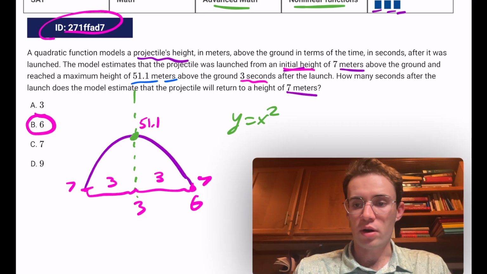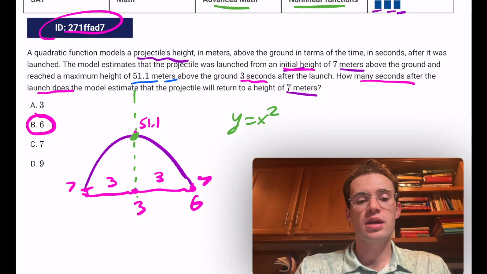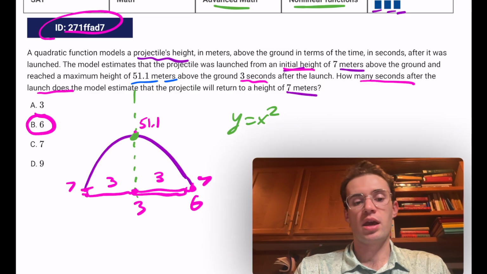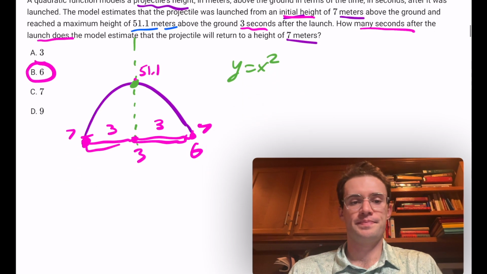And that's what they're looking for. How many seconds after the launch? So not after it reached the peak, it's 3 more seconds after it reached the peak. But from the launch, it was 6 seconds. Again, we just are using the fact that it's symmetrical to do this problem.